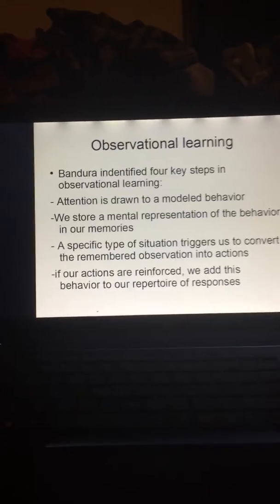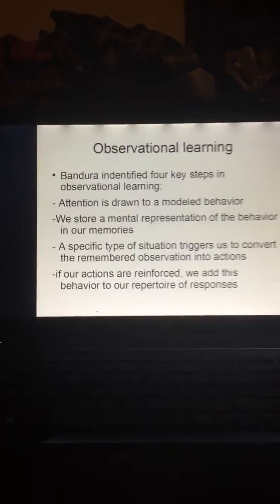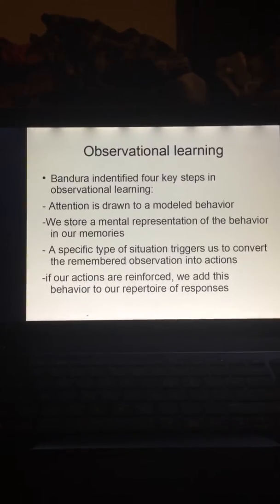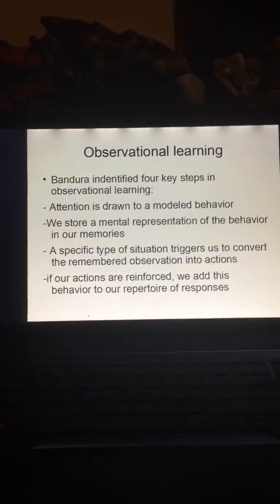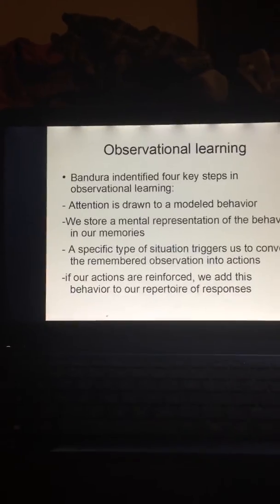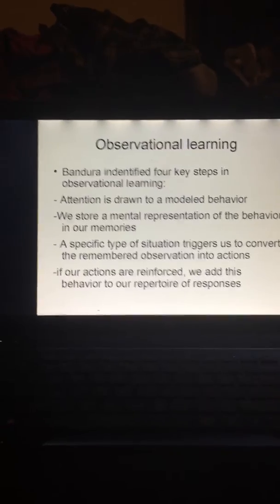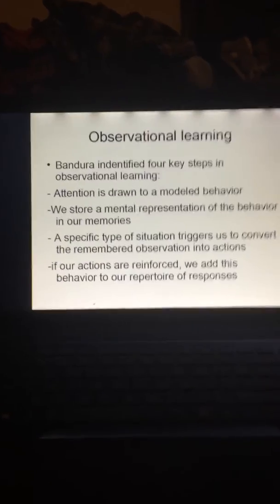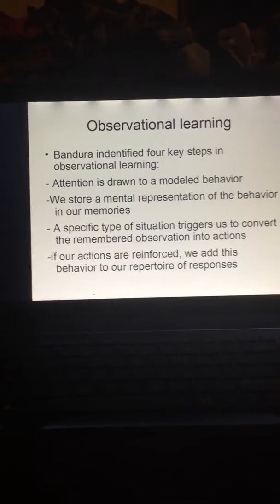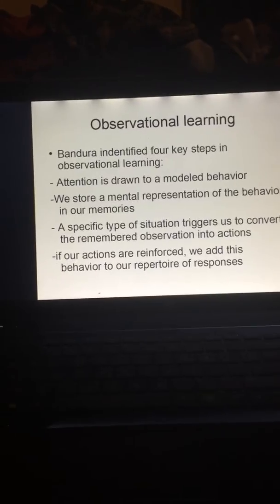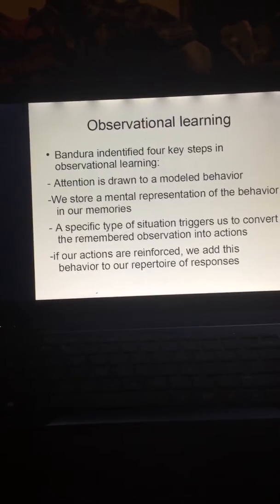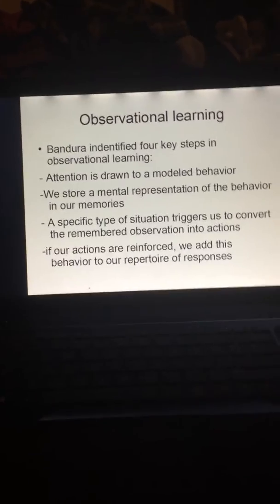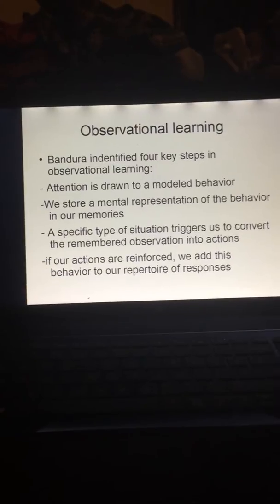A specific type of situation triggers us to convert the remembered observation into actions. In a similar situation, you have a target for aggression. You've watched people get rewarded for aggressive behavior in the past. Ergo, you might be likely to aggress in that situation as well because you saw someone else, a behavioral model, do it and get reinforced for it. If our actions are reinforced, we add this behavior to our repertoire of responses. We do it, we see someone else do it, and we do it and it works. What reason would we have to think that it's wrong? I tell you, this happens again and again and again.